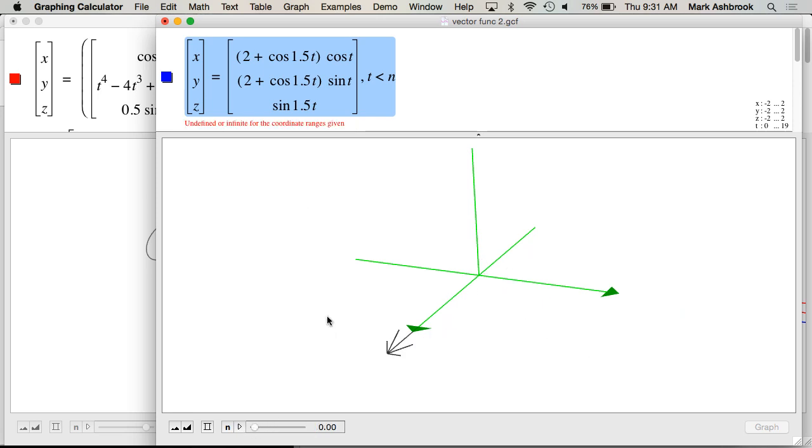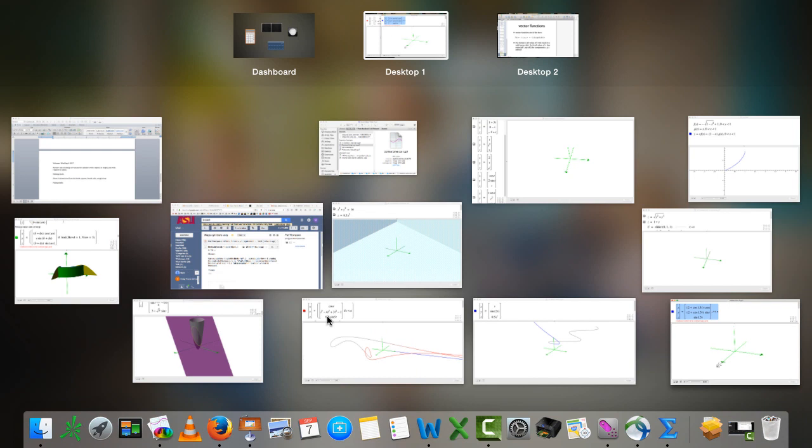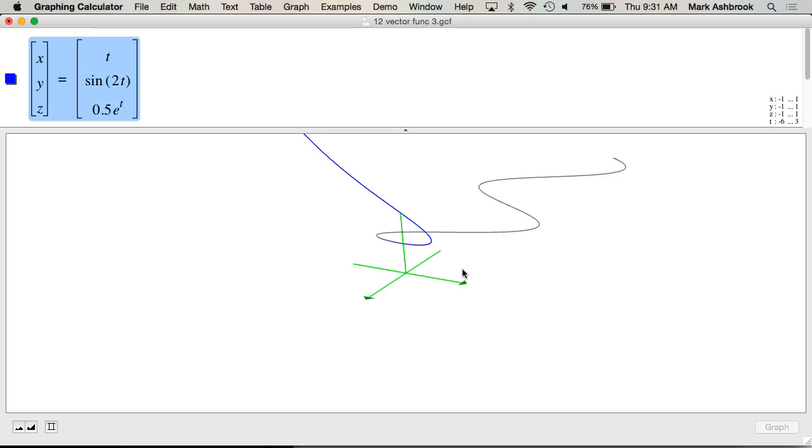Okay. I think I have one more. Yeah. So here's a little simpler one. Here's x equals t, y equals sine 2t, and z equals 0.5 e to the t. Okay? What I want to show you here is that you can project these curves onto the different planes, and something interesting happens.